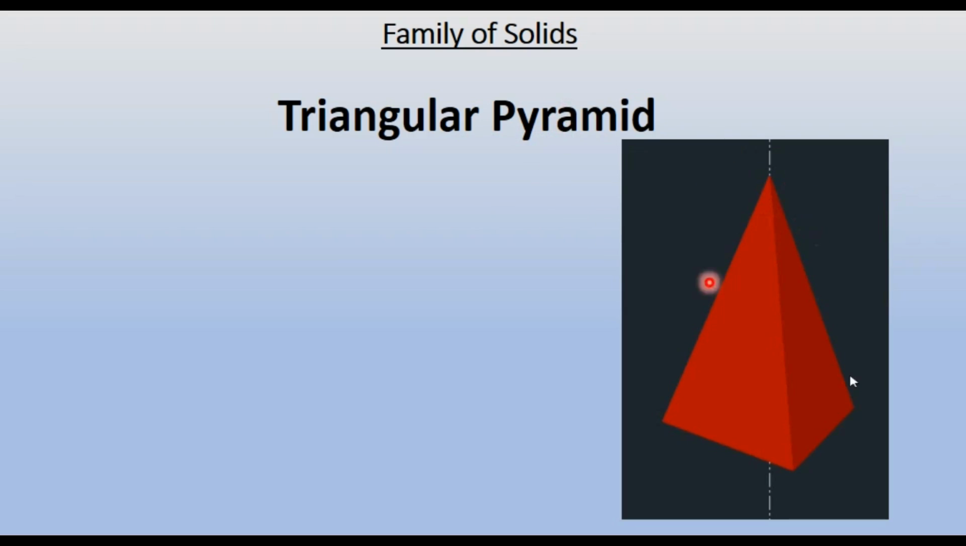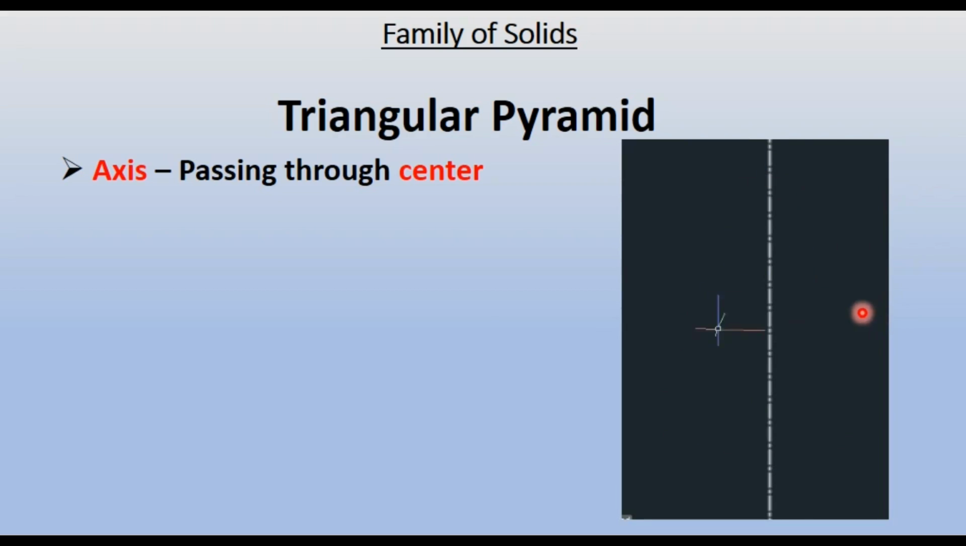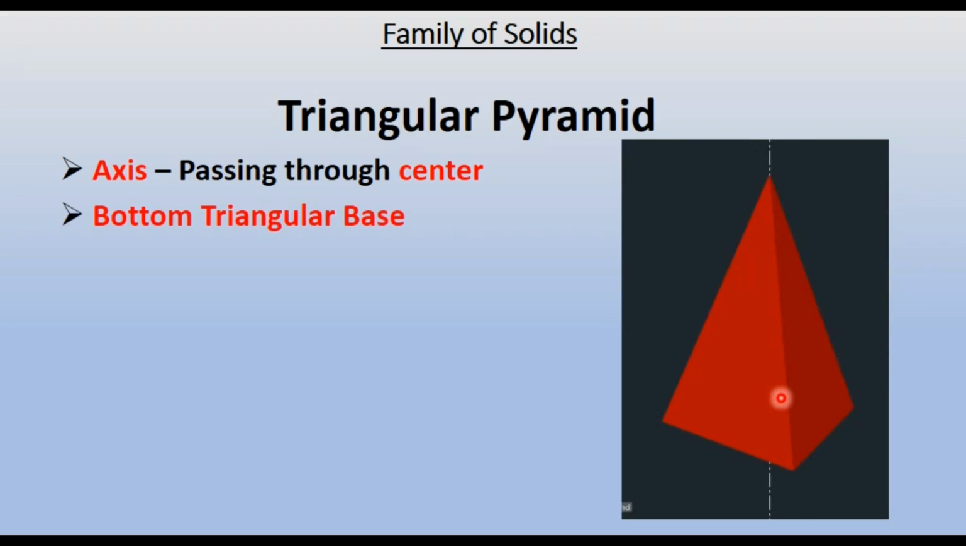Now we have on our screen a triangular pyramid. So we have seen the triangular prism earlier, now we have the triangular pyramid here. As you can see here, this is a pyramid because you have the apex point at the highest position. Now we'll see its geometry. Again, it will also have an axis passing through the center. It will have the bottom triangular base and the apex above.